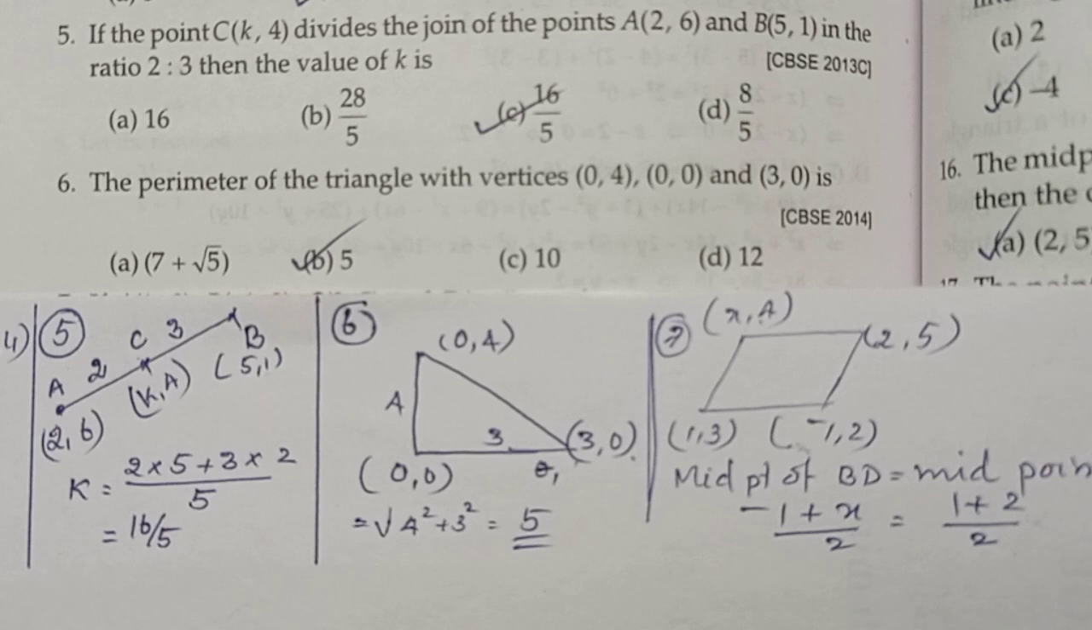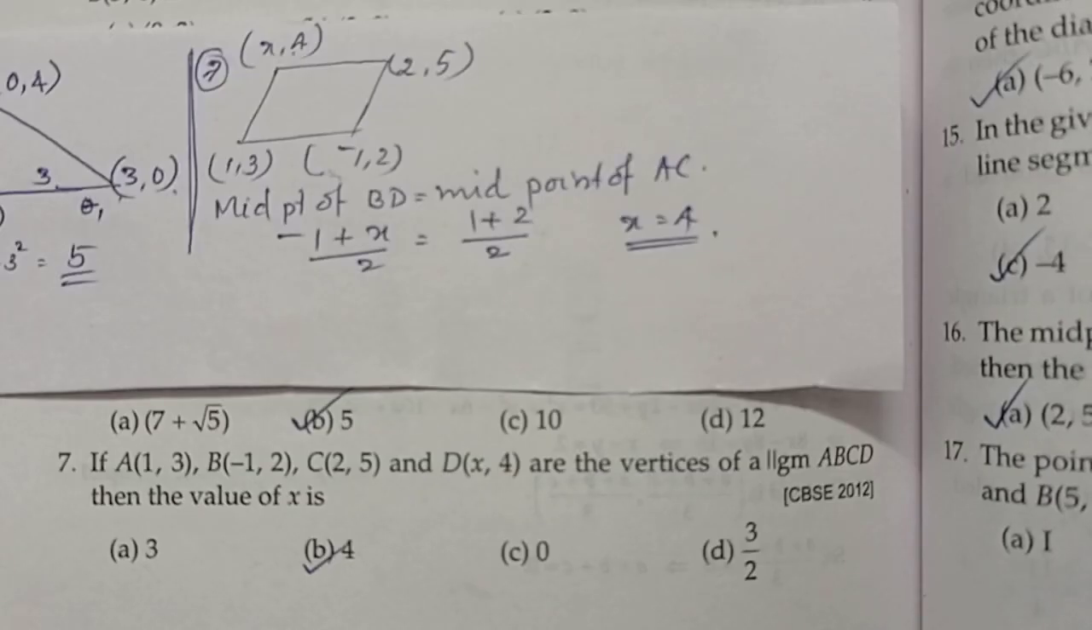The perimeter of a triangle with vertices (0, 4), (0, 0), (3, 0). One point is the origin, another is on the x-axis and the next one is on the y-axis. Therefore, directly we can find that the lengths of the sides are 3 and 4. Then we can find the hypotenuse. The hypotenuse will be 5.